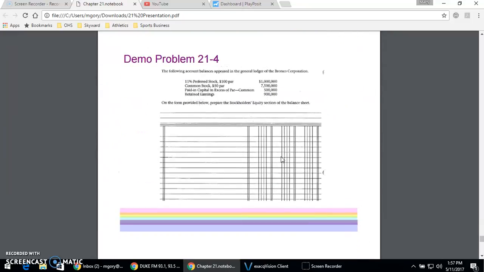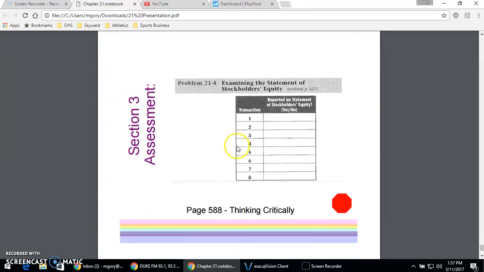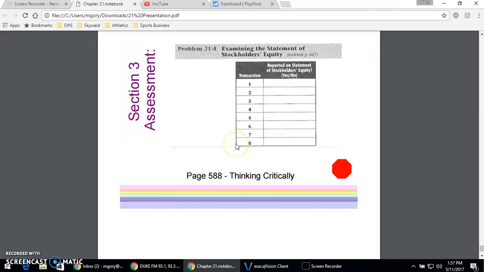Problem 21-4 is a chance to practice putting together a balance sheet, well, actually the stockholder equity portion of the balance sheet. We'll get a chance to do this together in class. And then independent practice problem 21-4 is also an assessment to see that you understand the material that was presented in there. If you can answer these questions with relative ease and little difficulty, chances are you have a pretty good grasp on section 3.